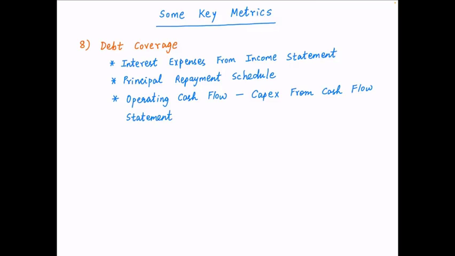You have to look at operating cash flow. So you have to figure out whether the company can generate enough cash. But then most companies, when they generate operating cash flow, also have to spend money on CapEx to put that money back into the business to offset depreciation or whatever. So you have to look at really operating cash flow minus the CapEx. If that is much more than what is required to pay off the interest and the principal, then you can say that the company has good debt coverage.